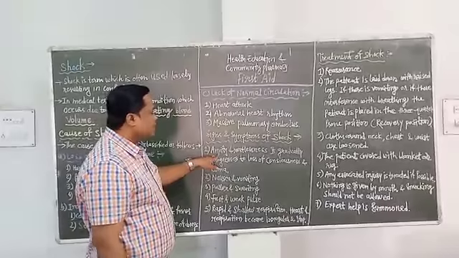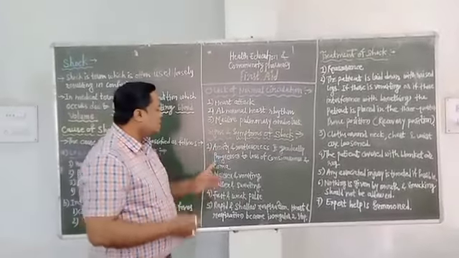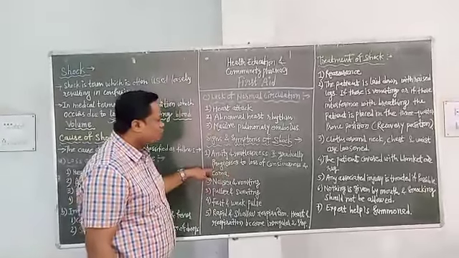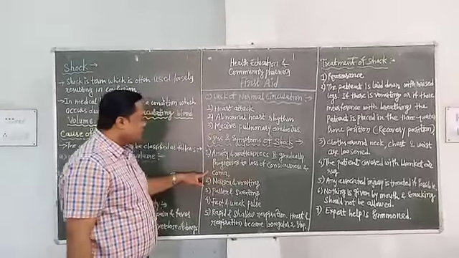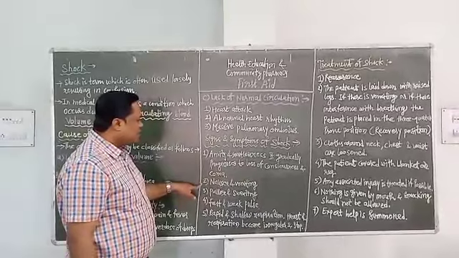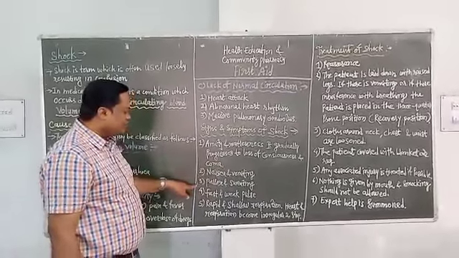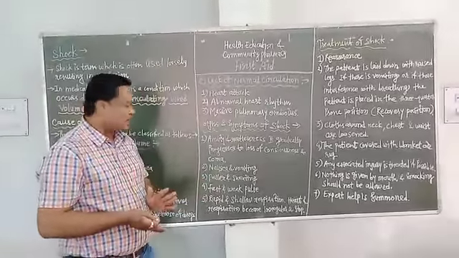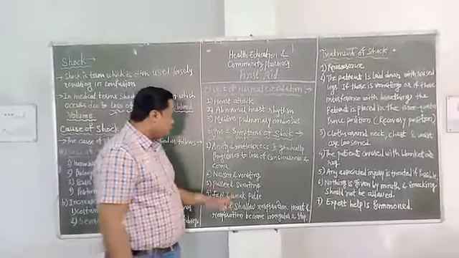Then what are the signs and symptoms of shock? The first is anxiety. Anxiety means nervousness and restlessness. It gradually progresses to the loss of consciousness and coma. Then second sign and symptom is nausea and vomiting. Then third is pallor. Pallor means pale color of the skin. It is called pallor, and sweating.